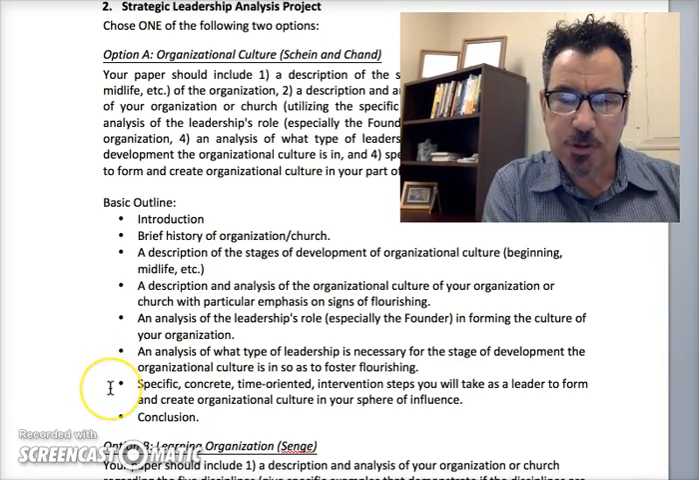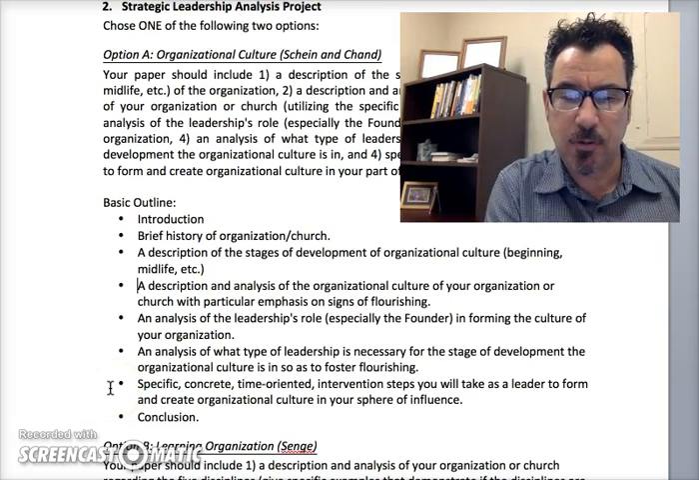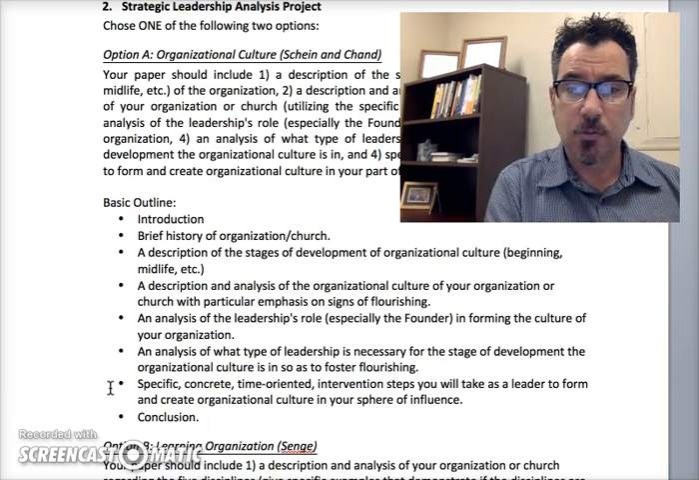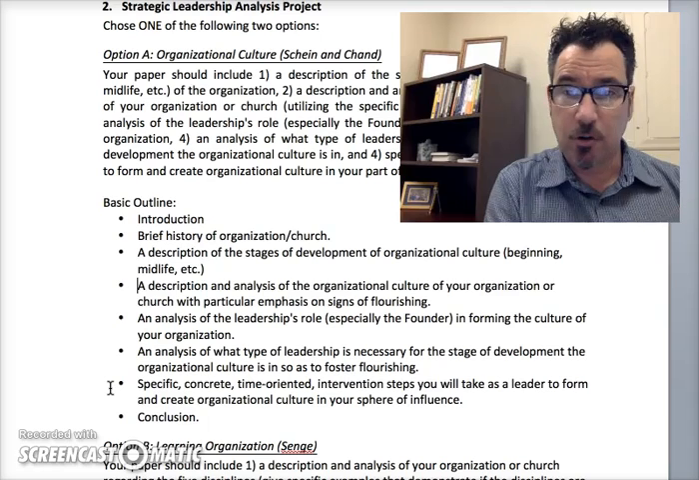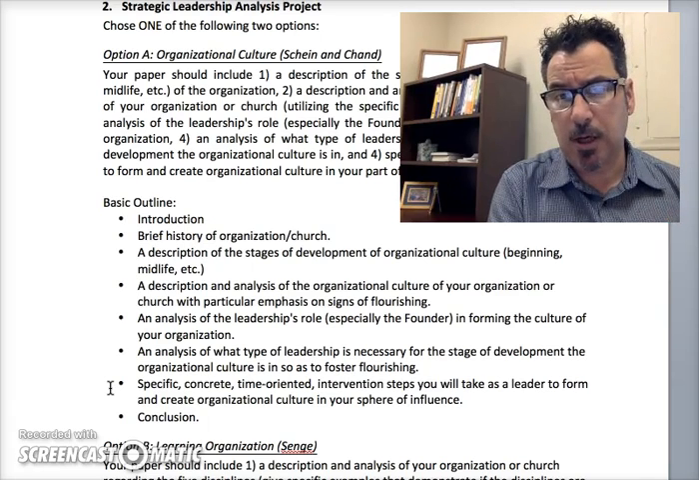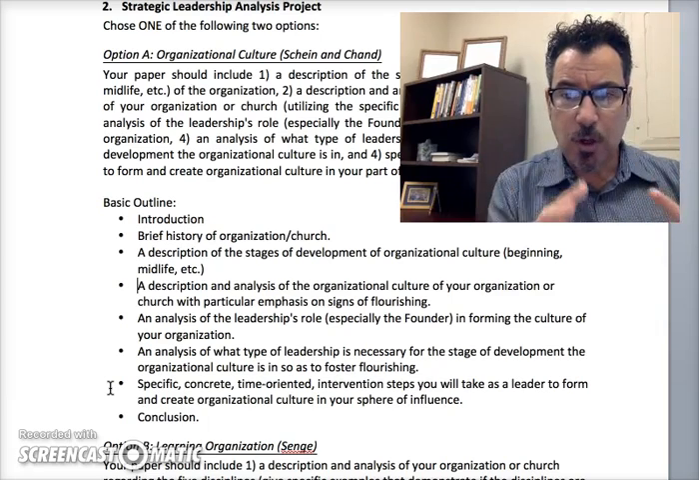The next one is specific, concrete, time-oriented intervention steps you will take as a leader to form and create organizational culture in your sphere of influence. Now, you might be the senior leader, and you can do a lot of things, right? You can start new rituals, you can start new stories, you can tell new myths, you can come up with new values, right? You can challenge the assumptions, and you can do that church-wide, organization-wide.